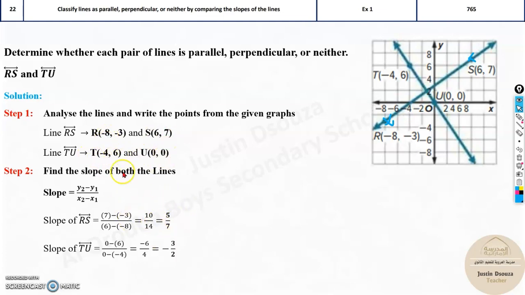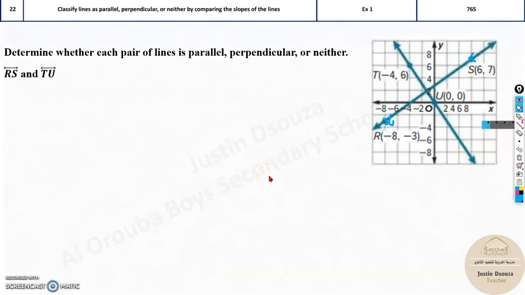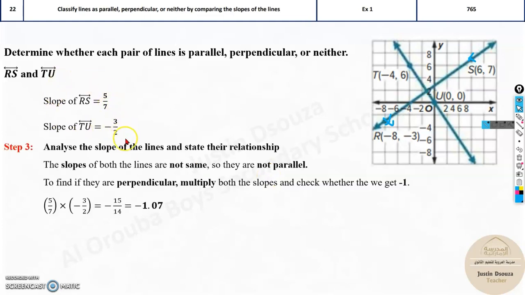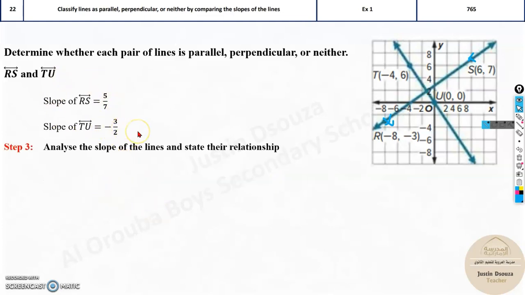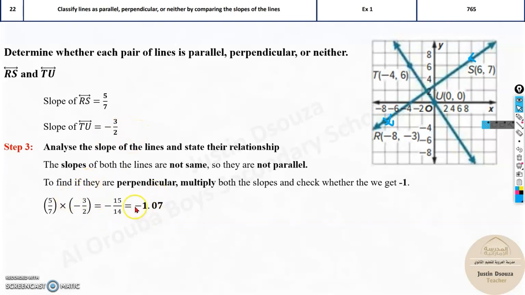Now TU, what's going to happen? 0 minus 6 divided by 0 minus of -4, -3 by 2. Okay, the slopes are not same because they are not parallel. It's fine. But what you have to do is, you need to multiply these two slopes, and if you get -1, it is perpendicular. Multiply them. The answer is -15 by 14. That's -1.07. Look, it's very, very close to -1, but it is not -1. Only if you get exactly -1. It should not be any decimal. It should be just -1.